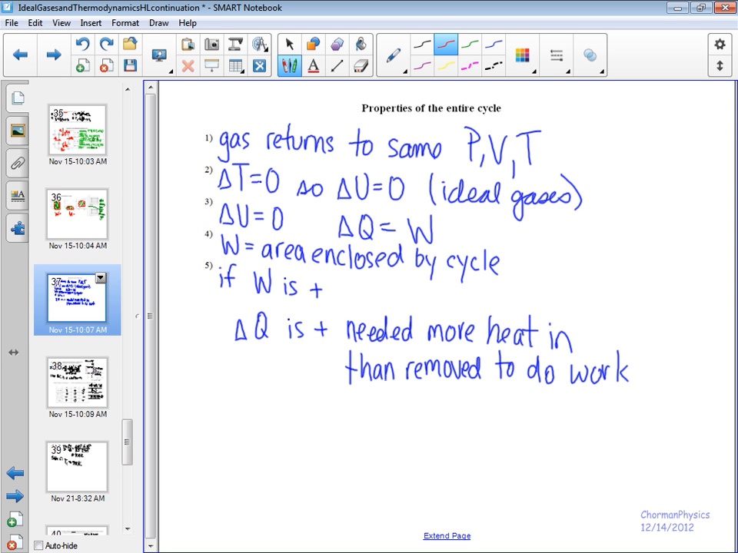So the properties of the entire cycle: the gas will return to the same state that it was originally in, same pressure, volume, temperature. Delta T needs to be 0, so the change in internal energy has to be 0, and this is only true for ideal gases. Since the change in internal energy is 0, the heat transfer is equal to the work done by the cycle. The work done by the cycle is the area enclosed in the PV diagram.